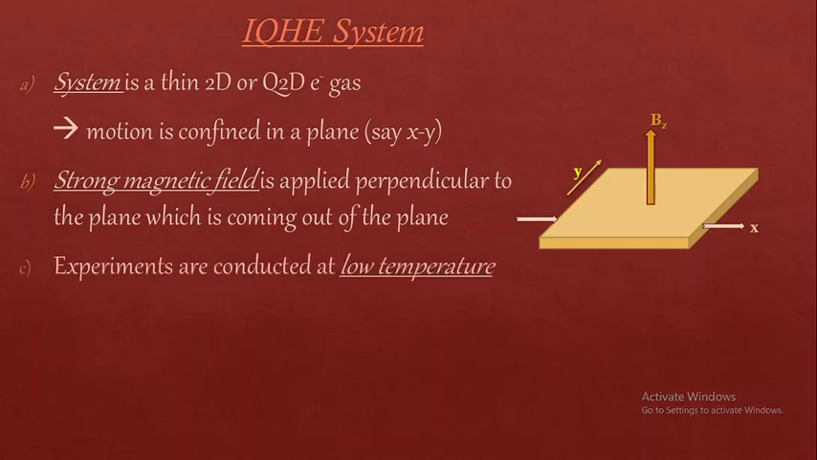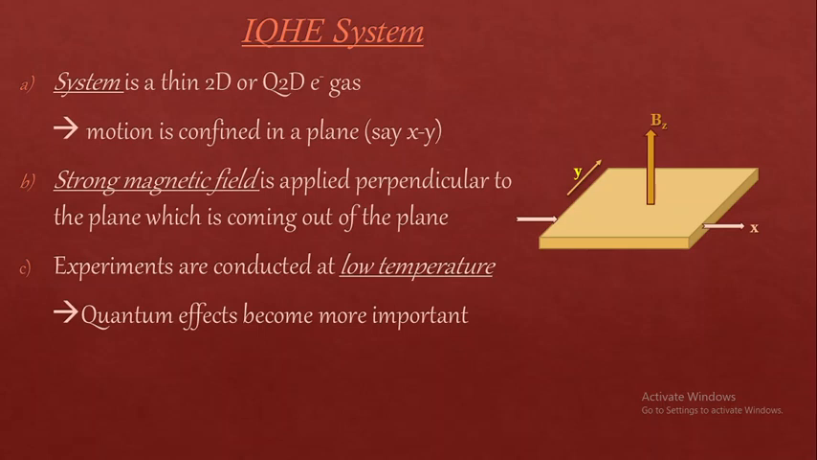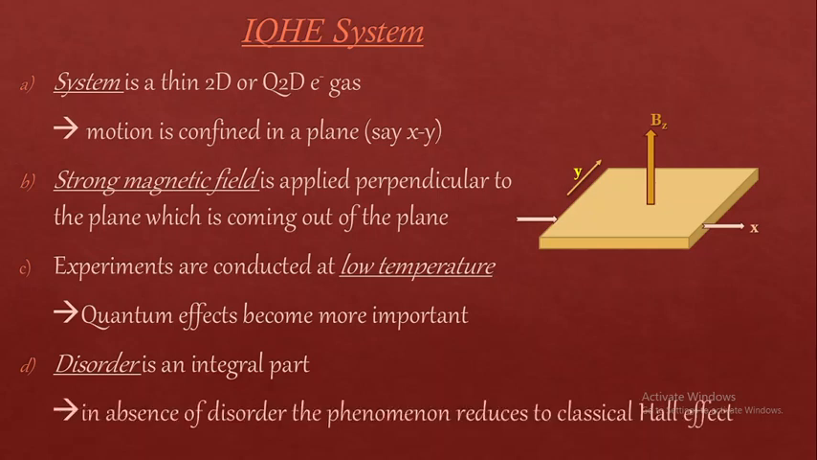The third point we need to understand is about the condition. The experiments are conducted at low temperatures so that the quantum effects become more important, and only at low temperature can we actually observe the prominence or dominance of quantum effects. Coming to the fourth point, which is disorder. This disorder is an integral part of this effect and plays an important role, and if this disorder is absent, then quantum Hall effect is going to reduce to classical Hall effect.